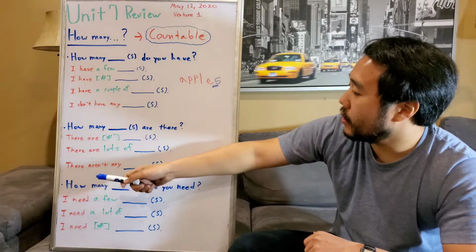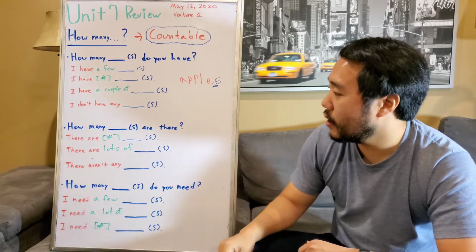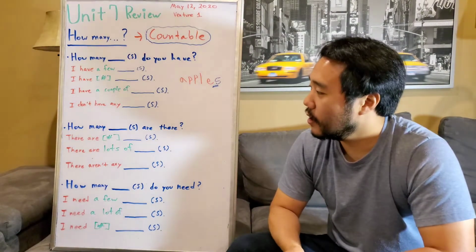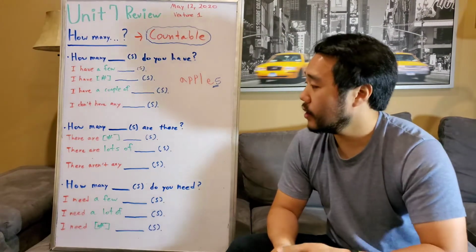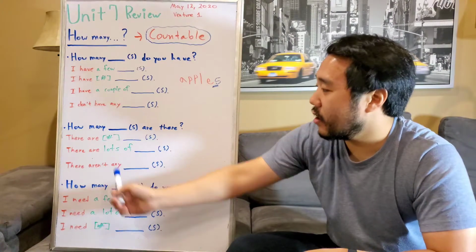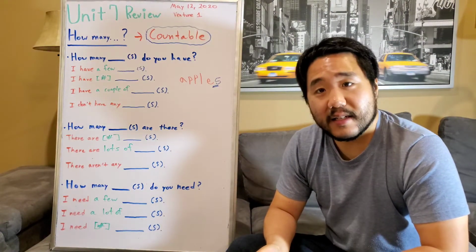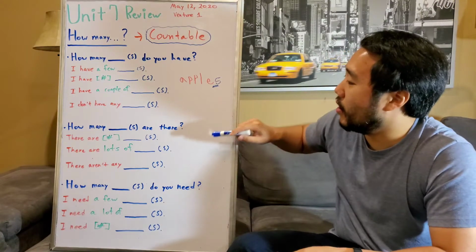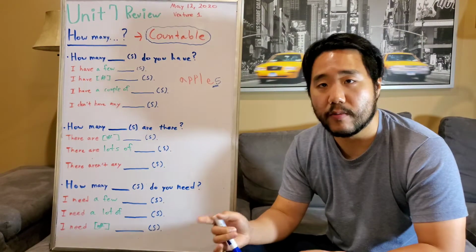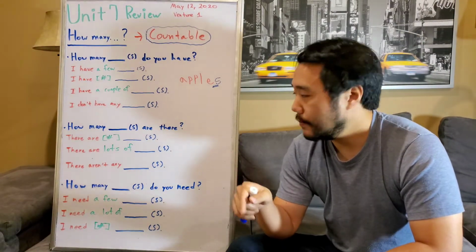And then if there's only 1, what do you think we have to say? How many apples are there? And if we only have 1 apple, then instead of "there are," we say "there is." There is 1 apple, and we write it in a singular form, so it would be A-P-P-L-E.